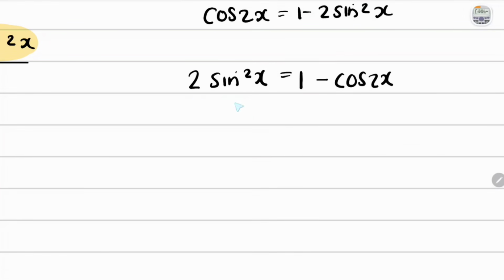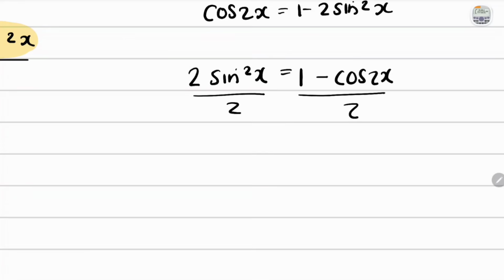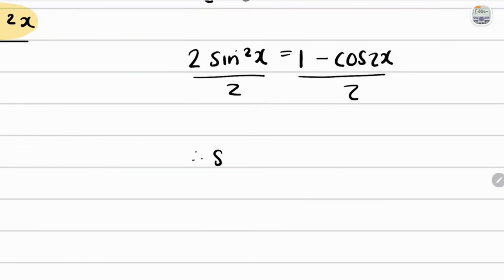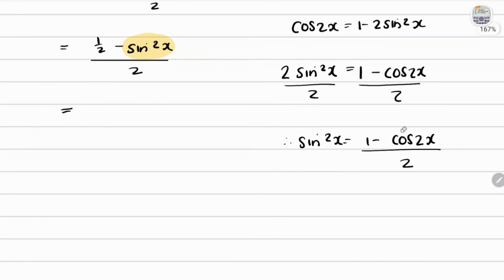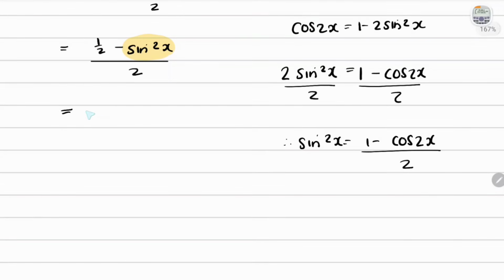Okay, trying to make sine squared x the subject. So you need to get rid of the 2. So divide both sides by 2, and we need that 2. That 2 is going to be very helpful. So sine squared x is equal to 1 minus cos 2x over 2. Okay, so that's going to be very helpful. So now what we have is a half minus, and we're going to subtract by that. So we're subtracting by 1 minus cos 2x over 2.